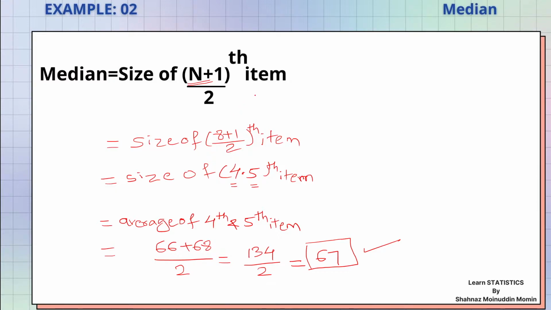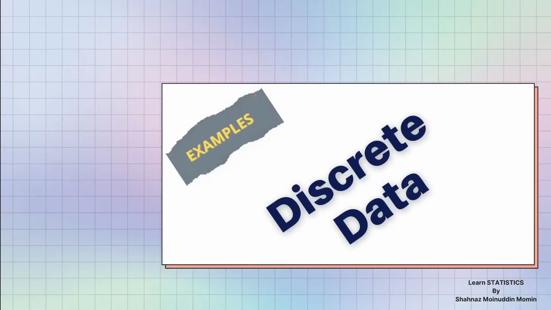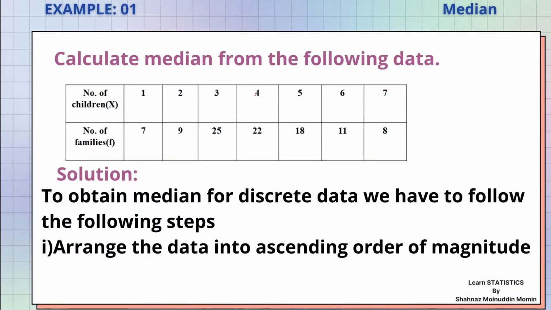Now let us start with the next type of data, discrete data. In discrete data, we are given the values along with their frequencies. Then the data is called discrete. Discrete data was also discussed and learned in the previous lectures. Now let us take an example.